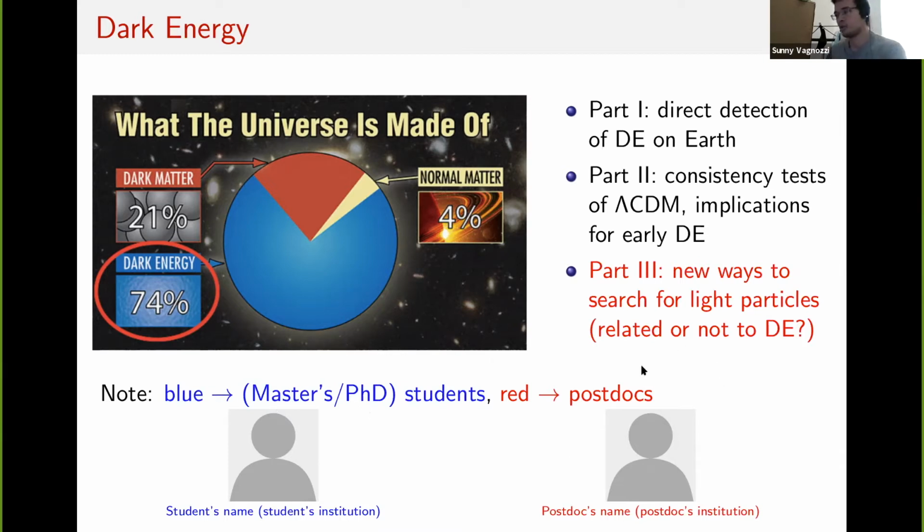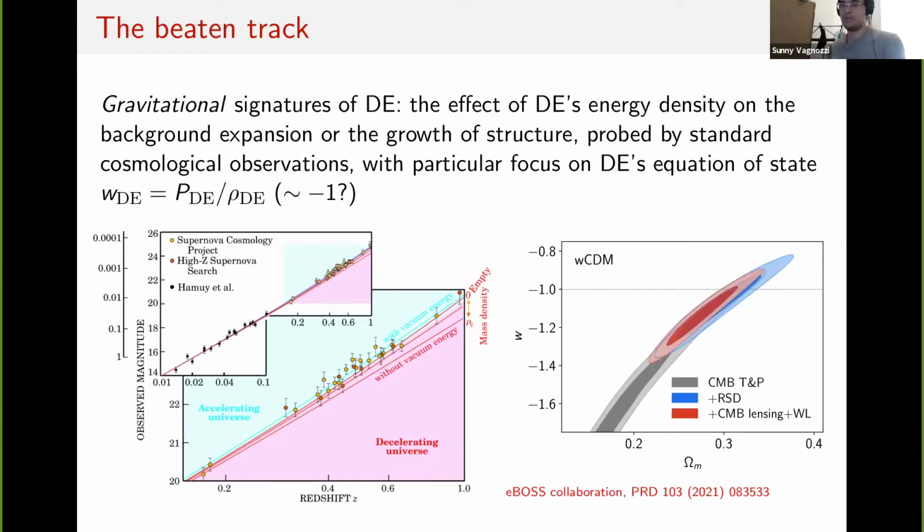Since I want to talk about how to search for dark energy off the beaten track, let me first say what, in my opinion, is the beaten track. I'm going to simplify a bit and be a bit provocative, but the beaten track is looking for gravitational signatures of dark energy. This means that we look for the effect of dark energy's energy density on either the background expansion or the growth of structure, as probed by standard observations. By standard, I mean, for example, supernovae, which is how we first discovered dark energy through the background expansion, or large-scale structure, galaxy clustering and redshift space distortions, which measure either the expansion rate or the growth of structure.